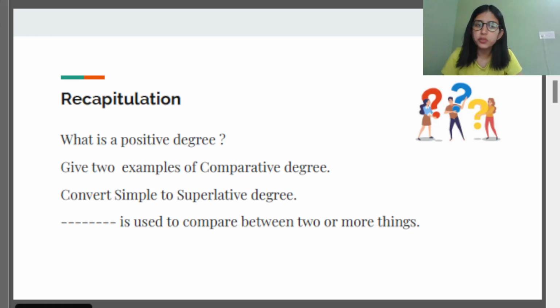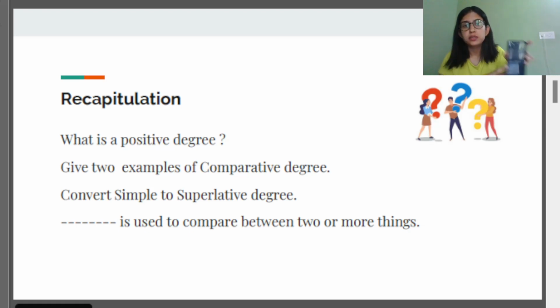In the same way, there is the superlative degree, where we are making a comparison between more than two things. So we end the word with est, and for words which already have e at their end, we add just st instead of est. This is for drawing comparison between more than two things.